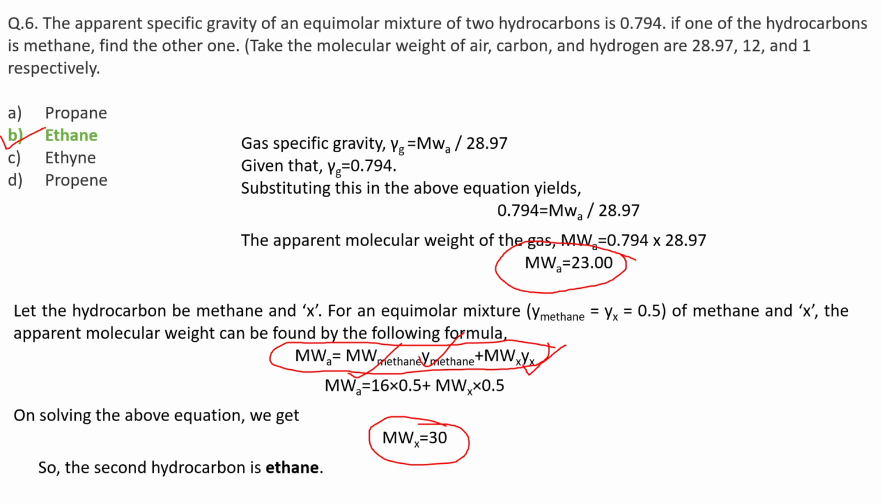So you only need to know the correlation between the gas specific gravity and the apparent molecular weight, and how to find out the apparent molecular weight. From that you can easily solve to find out the unknown material in the hydrocarbon mixture.